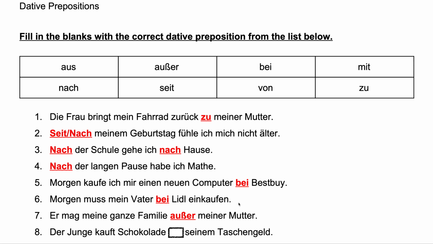Der Junge kauft Schokolade, blank seinem Taschengeld. The boy is buying chocolate, something his pocket money, also known as allowance. So in this one, we're going to have to use mit seinem Taschengeld, with his allowance.